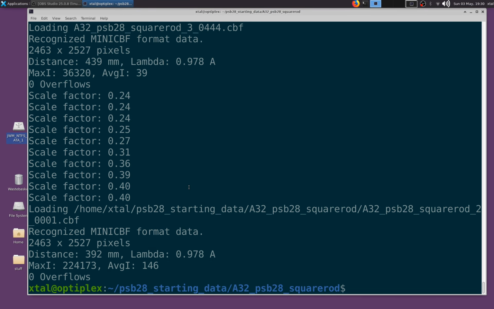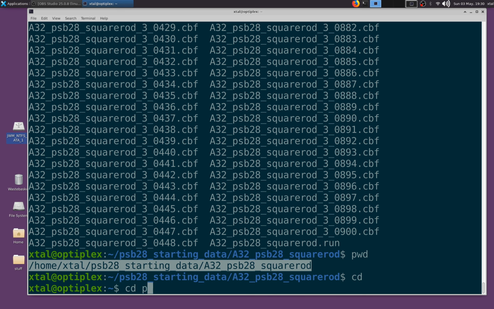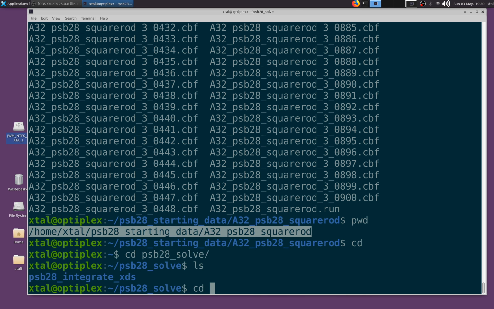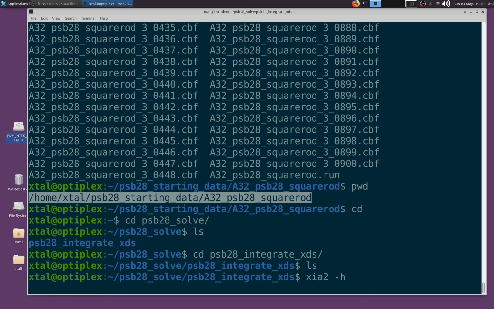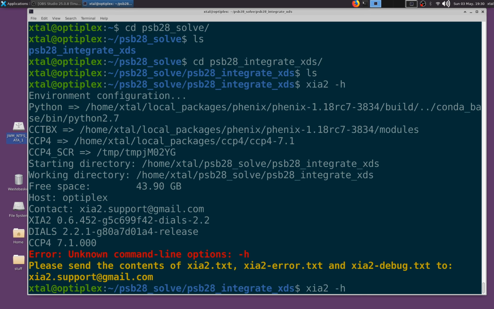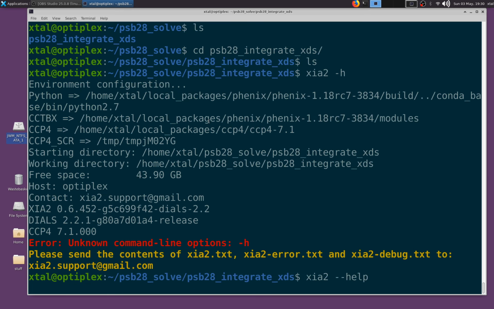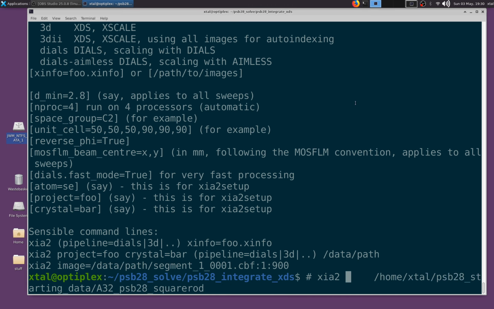Okay, so this is the directory that has the images in, so I'll just take a note of that. And then let's go to PSP28 solve and our integration directory. So we're going to use Xia2 to integrate. Let's look at the options. I need to give it this directory and it will automatically extract the images, which are the data sets. Here we go. Okay, so I'll make a comment and then I'll build up a command line path ending in the directory.